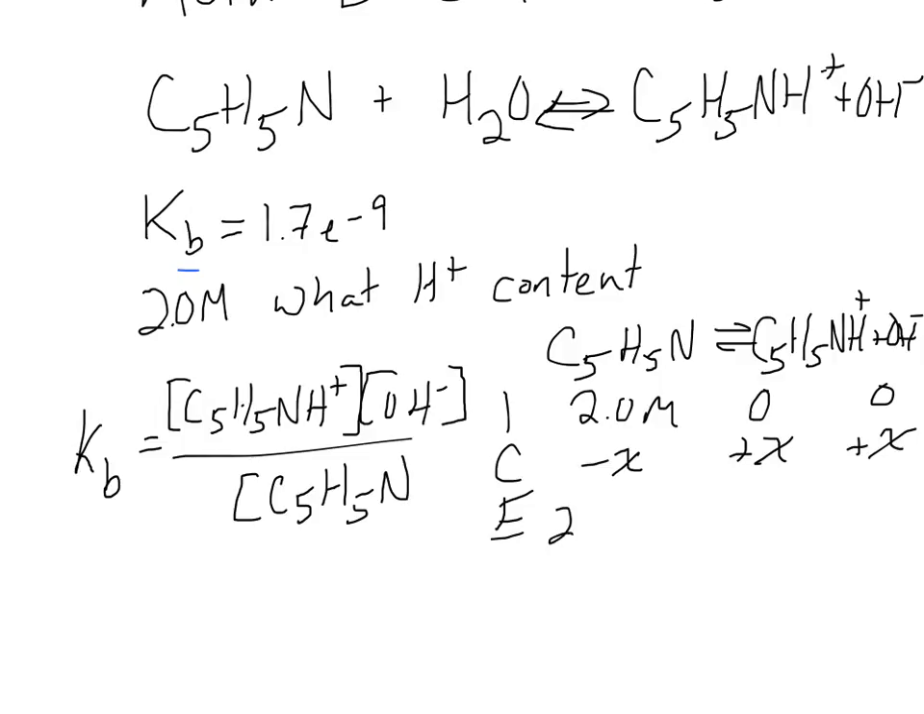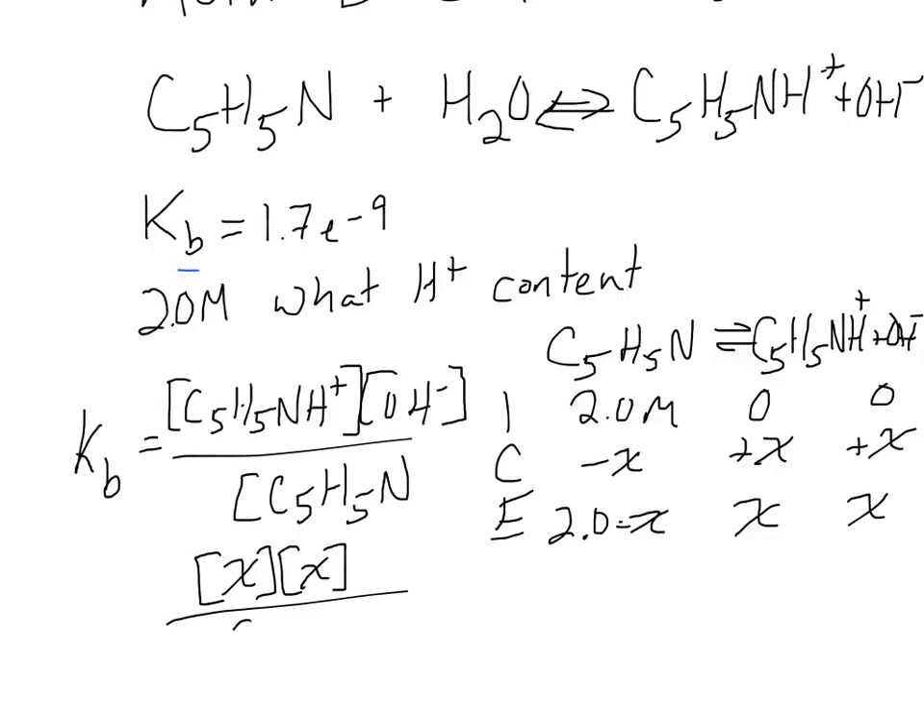And then your equilibrium line is going to be 2.0 minus X, and you're going to bring down your X and your X. And then you're going to plug that into your equation, so you're going to get X times X over 2.0 minus X, and that's going to be equal to your Kb value of 1.7 e to the negative 9th.